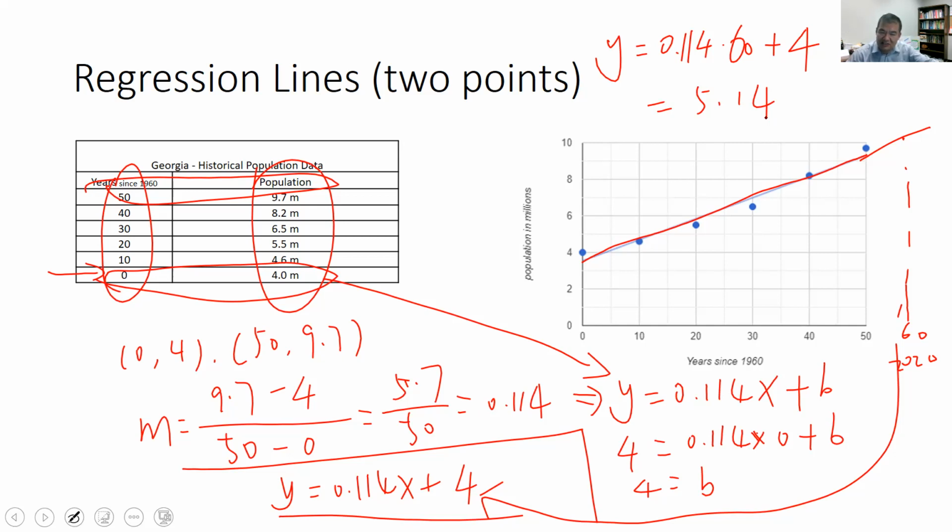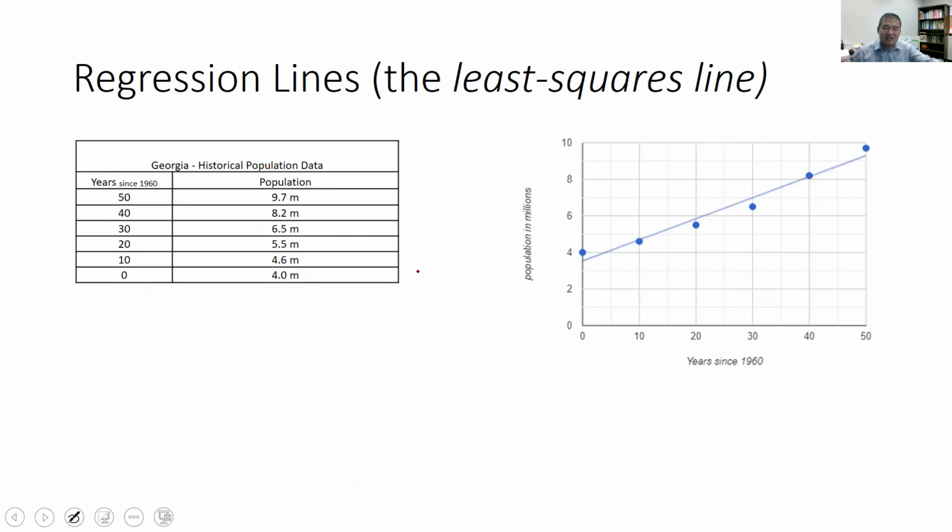But this model is not very accurate. Why? Because you only consider 2 points. That's one method. The second method is you consider all the points. If you consider all the points, you're going to have the least squares line, which we call the regression line.